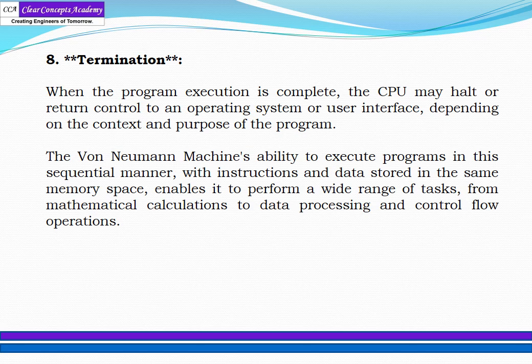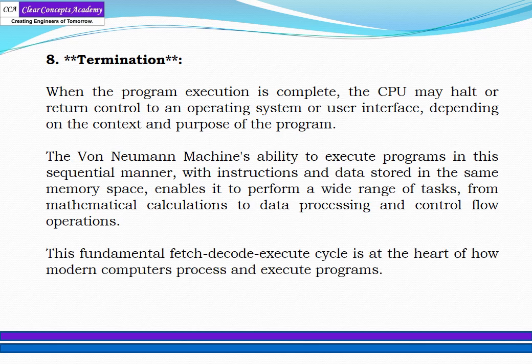The von Neumann machine's ability to execute programs in this sequential manner, with the instructions and data stored in the same memory space, enables it to perform a wide range of tasks, from mathematical calculations to data processing and control flow operations. This fundamental fetch, decode, execute cycle is at the heart of how modern computers process and execute programs.